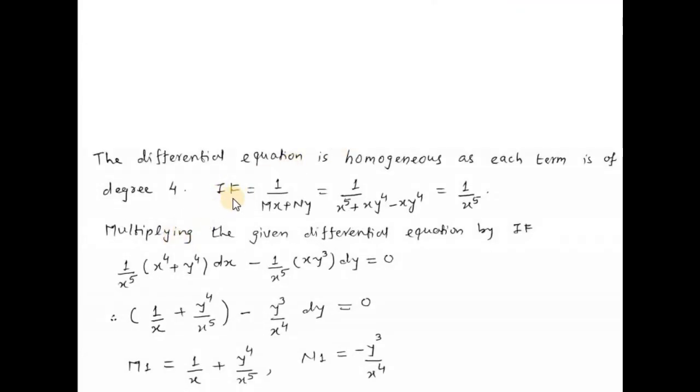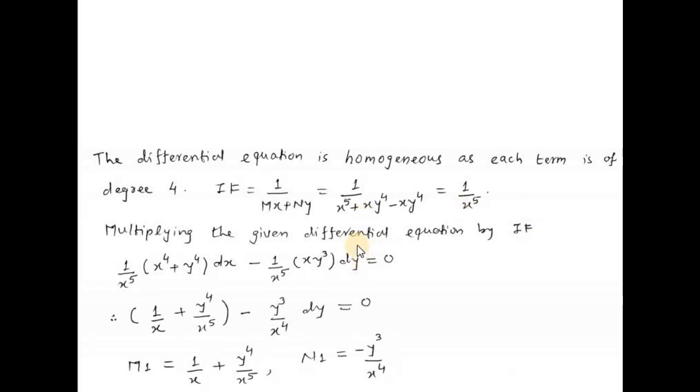So the integrating factor is given by 1 divided by Mx plus Ny, which can be written as 1 divided by x raised to 5 plus x y raised to 4 minus x y raised to 4. So this will be cancelled out, and ultimately we get 1 divided by x raised to 5. This is our integrating factor.